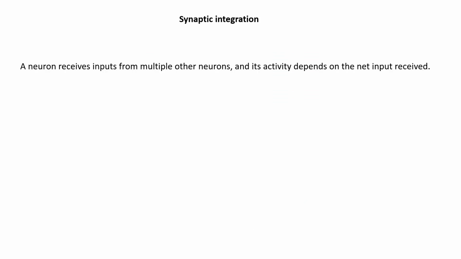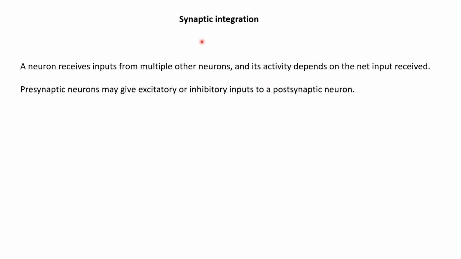A neuron may have multiple dendrites, and each of these dendrites may form multiple synapses. So the final activity of the neuron will depend on all these inputs that the neuron is receiving. And this combination or integration of all these inputs to determine the final activity of the neuron is known as synaptic integration. These inputs are nothing but basically the post-synaptic potentials that are generated in a neuron when neurotransmitters come and bind to its receptors.